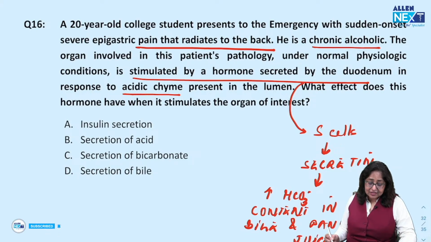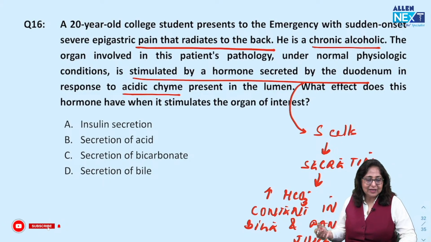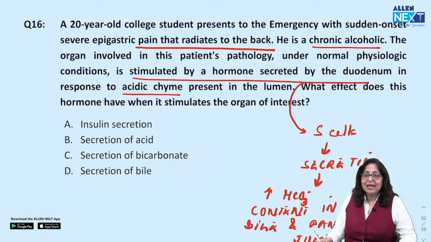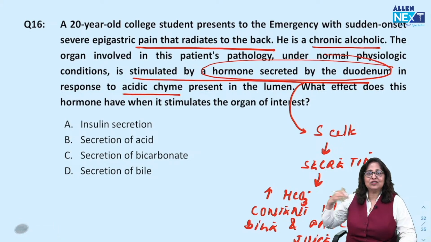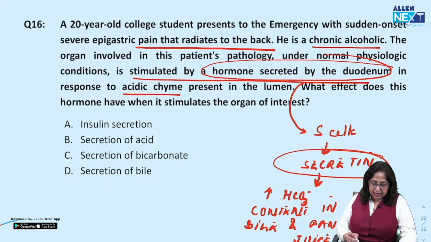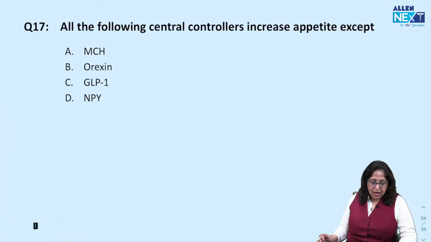Avinash and Anil, you have to listen, you have to read the question carefully. It says, what effect does this hormone have when it stimulates the pancreas, right? Though the clinical scenario was of pancreatitis, the question asked here is a physiology question, that hormone secreted by the duodenum acts on the pancreas. So secretin is secreted by the S cells of the duodenum, and it increases the bicarbonate content in bile and pancreatic juice. All right, Mithu is absolutely right. This is C. Let's go on to the last question.